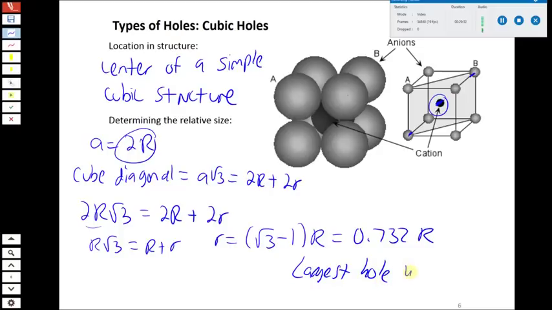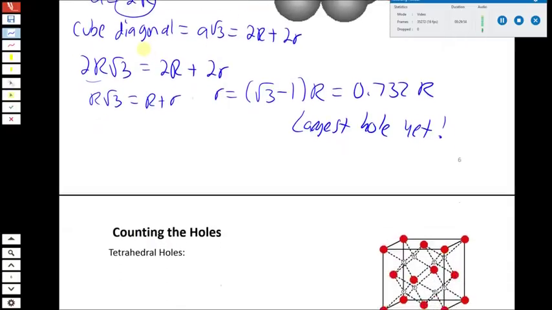So those are the 3 types of holes we're going to talk about in the cubic structures where we can put cations when we're forming ionic compounds, and they have 3 distinct sizes. Tetrahedral holes are the smallest, octahedral holes in the middle, cubic holes are the largest. Okay, so those are the sizes and the locations of the holes. That's one thing we want to know about them. The other thing is how to count them.